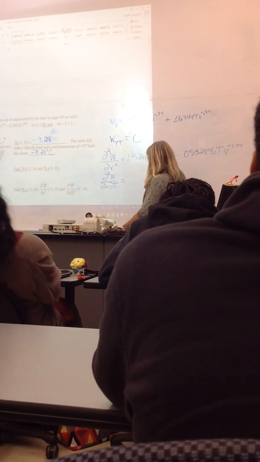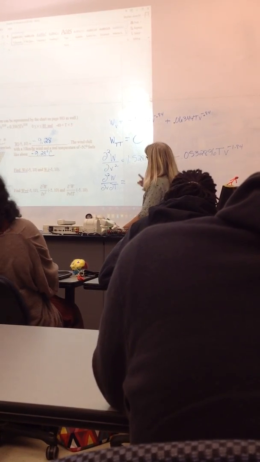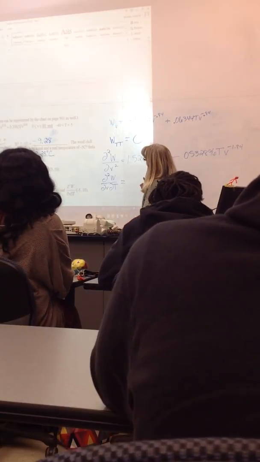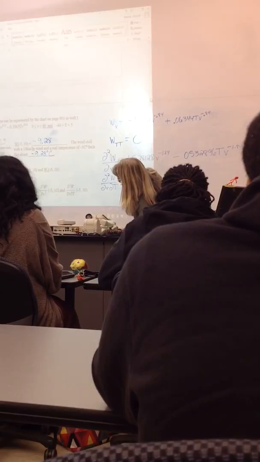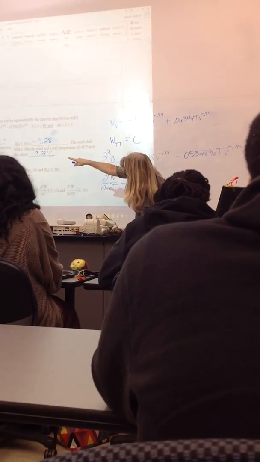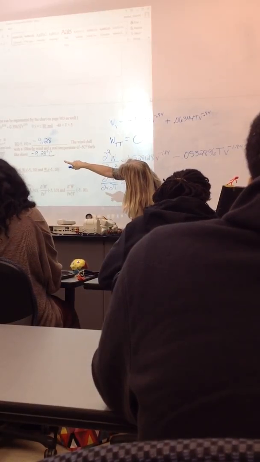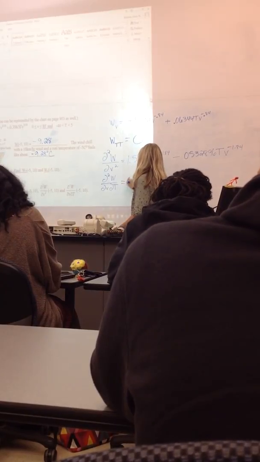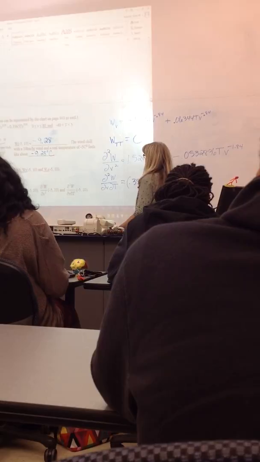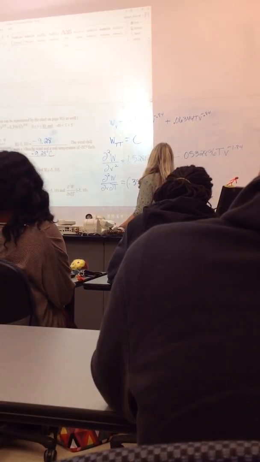Again, it doesn't matter who went first, because this is a continuous differentiable function. So I don't know if, in this case, one is easier than the other. If I take that one and find the derivative with respect to V, I'm going to get 0.3965 times 0.16 V to the negative 0.84.